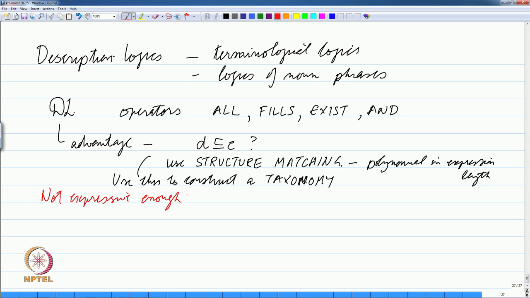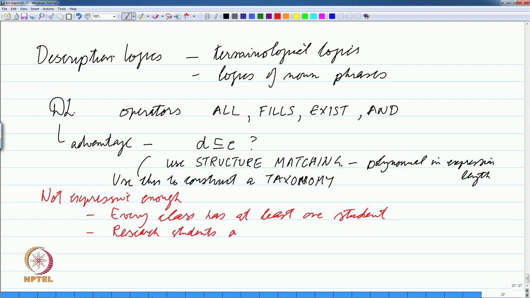So, we cannot say things like every class has at least one student, or you cannot say that, for example, in IIT Madras research students are, as we call them, regular or external. Of course, they can be project students also, but that does not matter.